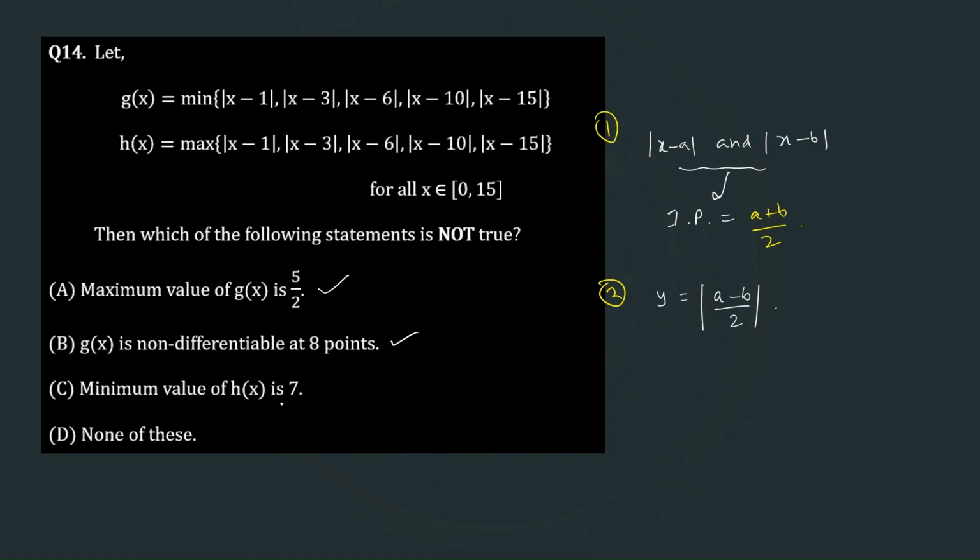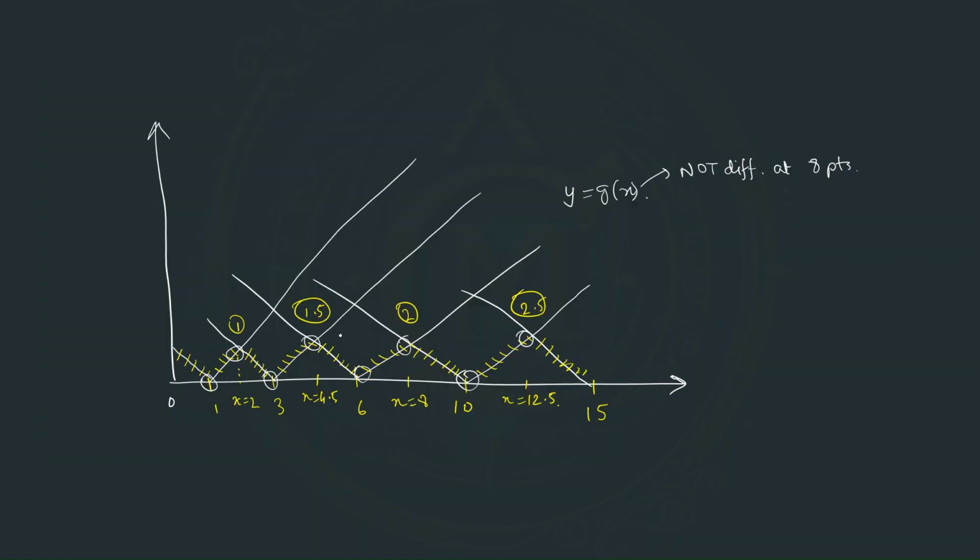Now let us check the third statement. So to check the third statement, we have to draw the graph of h(x). So we can clearly say by this graph that the graph of h(x) will be obtained by drawing this graph again. Now let us draw this graph of h(x). So here it will be 0, it will be 1, this will be 3, this will be 6, this will be 10, this will be 15.